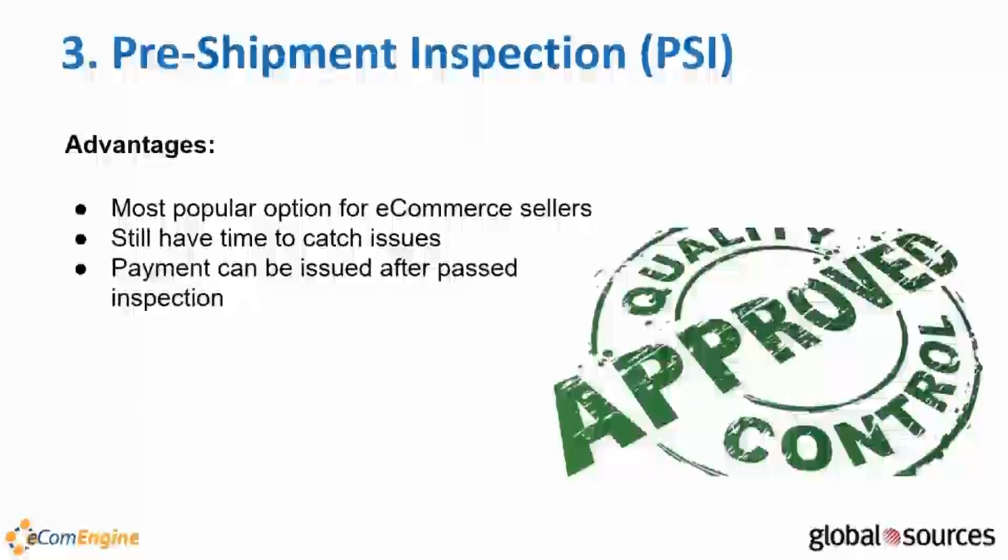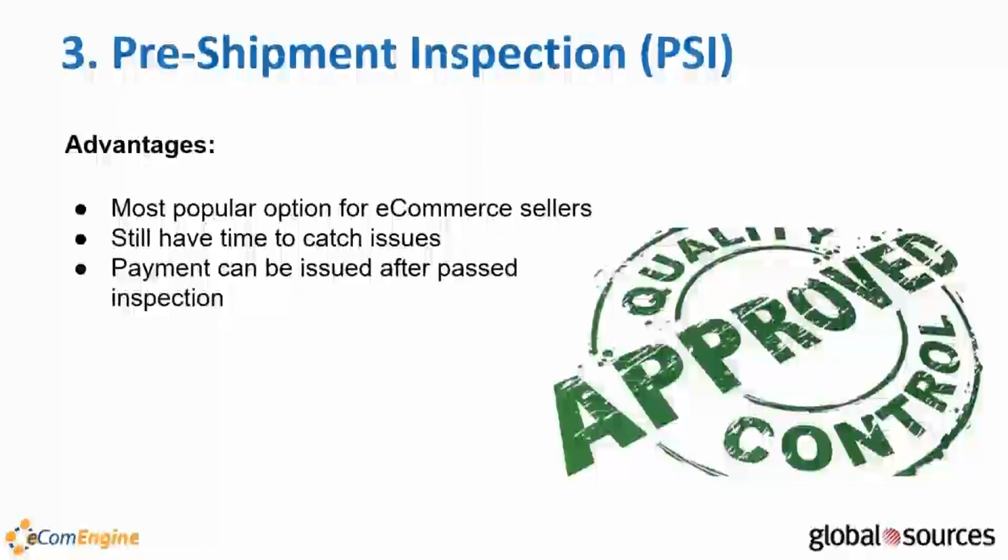So what are the advantages of doing a pre-shipment inspection? First of all, PSIs are the most popular option for Amazon and e-commerce sellers sourcing from China. They help ensure the goods being sent to you are what your factory promised to deliver. This is really the last chance to check and make changes before your products are shipped.